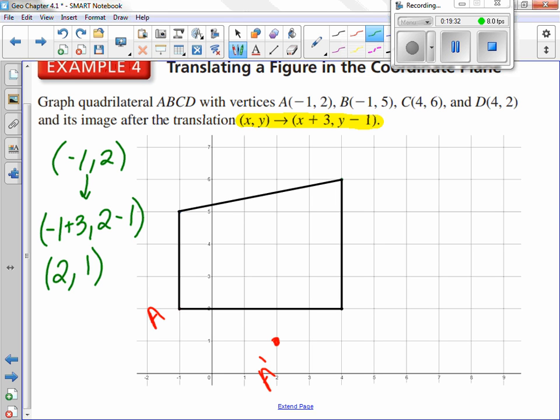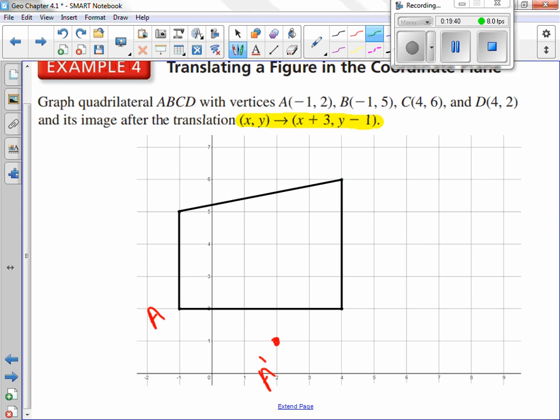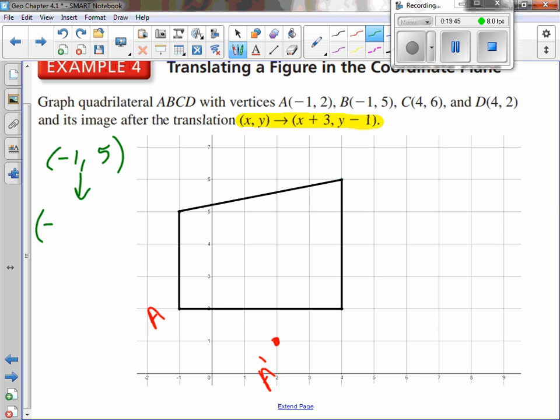Any questions on this here? Okay, well, let's do it again. Let's do it with B. So if I do this with B, negative 1, 5, well, this would be negative 1 plus 3, comma 5 minus 1. Well, negative 1 plus 3 would be 2, comma 5 minus 1 is 4. So our B went from here and now is at 2, 4.